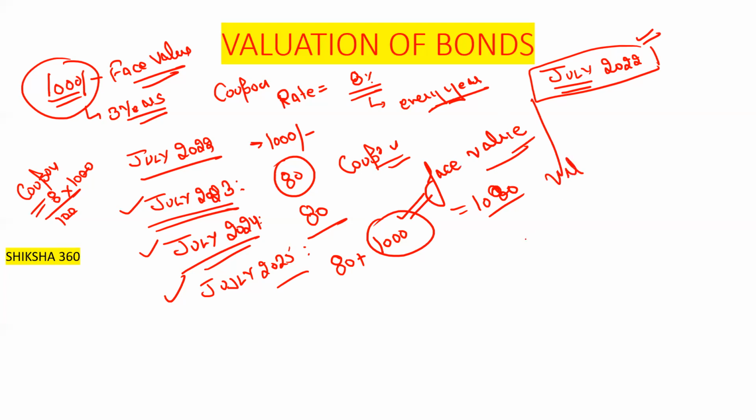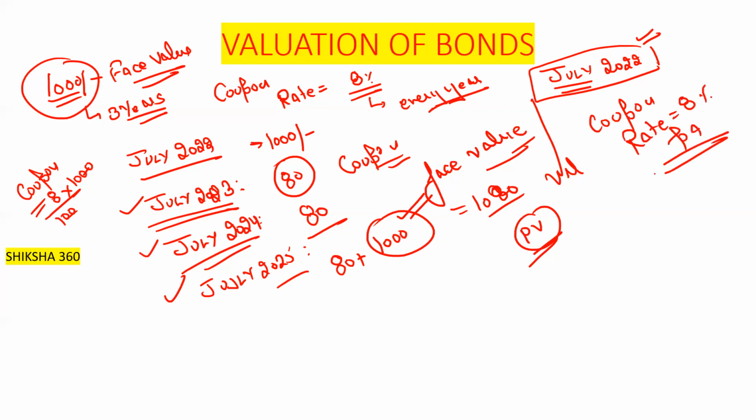Now further we have to calculate what is the present value of the bond. Here we will use one or two formulas. 80 is given, that is the coupon rate, 8% per annum. Every year you will get this much amount.